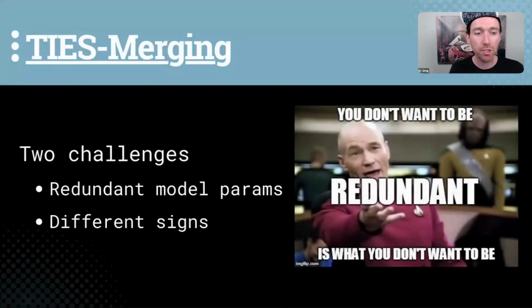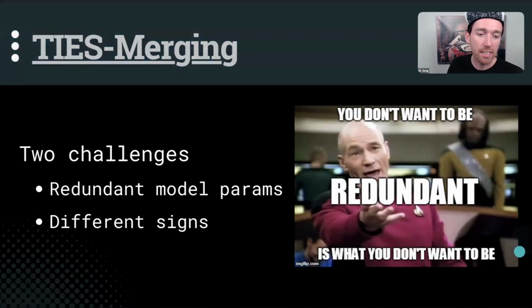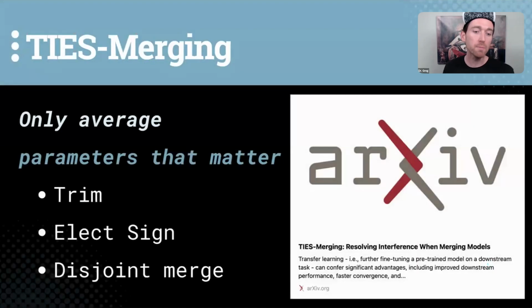This is where TIES merging comes in, because we can have exactly the same task vectors, or we can also have to deal with different signs, plus minus. And when we talk about the TIES merging method, what it stands for is trim, elect sign, disjoint merge. But basically it says only average the parameters that matter. Only average the parameters that really move the needle on completing that task.